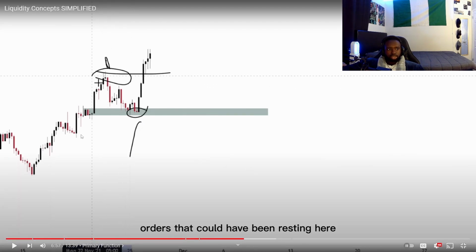Order blocks are more SMC ICT concepts. Because I was like, the double top liquidity was definitely one of ICT's concepts. Or I don't know. I just learned it from him. I don't know whose concepts it is. But yeah, that could have been resting here.